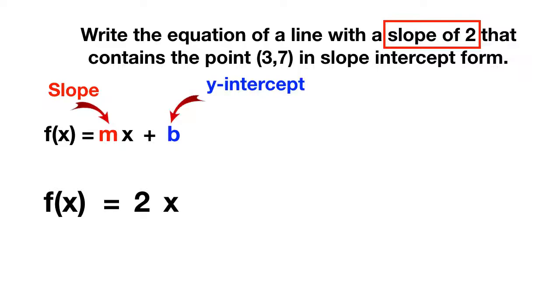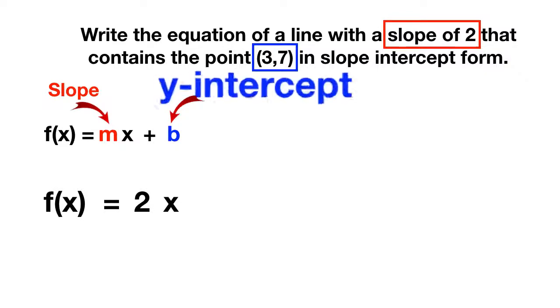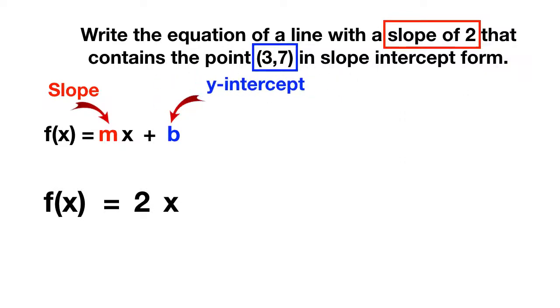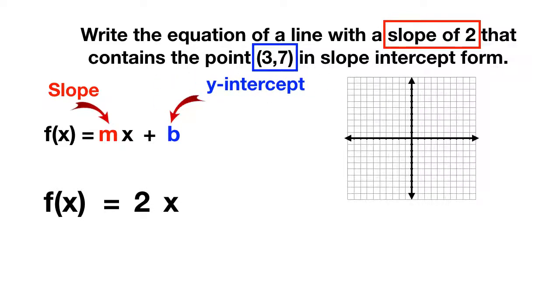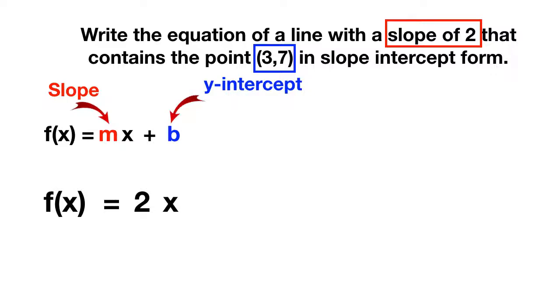We also know that the line goes through the point (3, 7), but that is not the y-intercept. Remember that on a graph, the y-intercept will be a point that falls directly on the y-axis. And I can observe that all of the points on the y-axis have an x-coordinate of 0. We can use this information to help us.